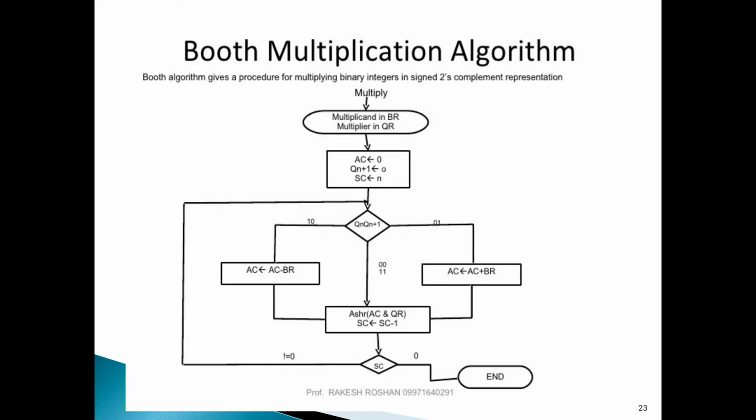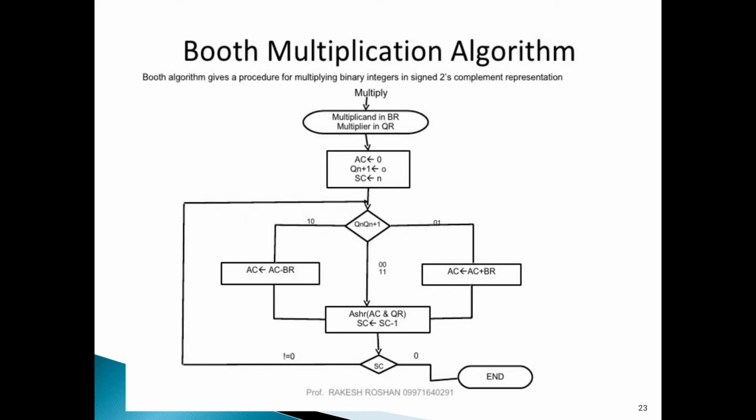SC stands for sequence counter. What is sequence counter? It is the number of bits in the multiplier, not the multiplicand. That is called sequence counter. And what is QN plus 1?